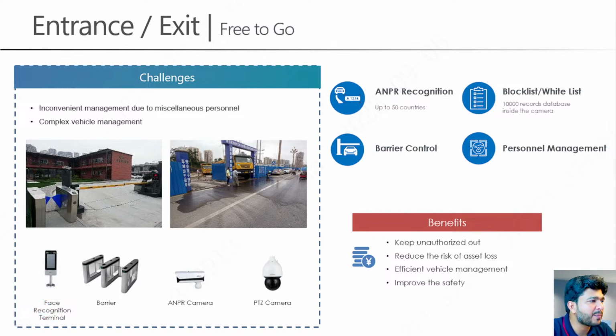Then the ANPR camera and the barrier we can use for vehicle entrance access control. And another thing we can do is create a black and white list as well. Suppose we want to allow some vehicle, it will be allowed if it is in the white list. Otherwise it will not be able to enter the premises. Barrier control, personnel management, these are the things we can use.